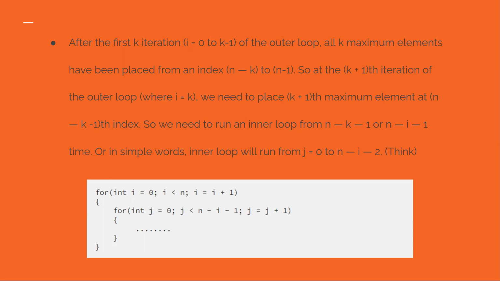So we need to run an inner loop n minus k minus 1, or n minus i minus 1, times. Or in simple words, the inner loop will run from j equal to 0 to n minus i minus 2.